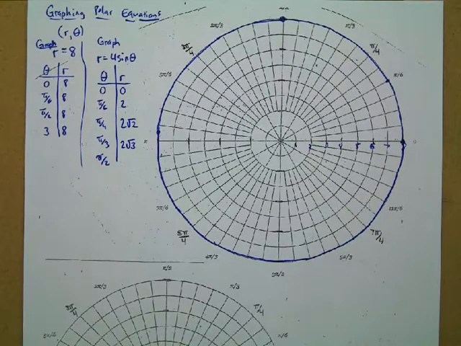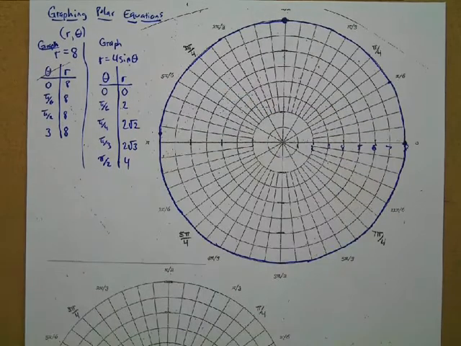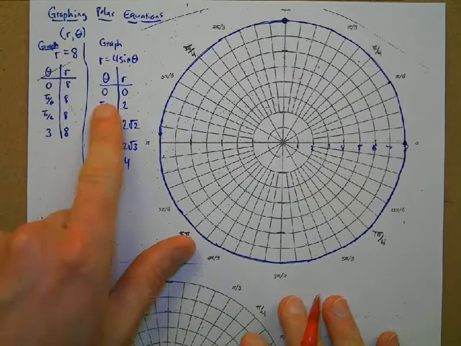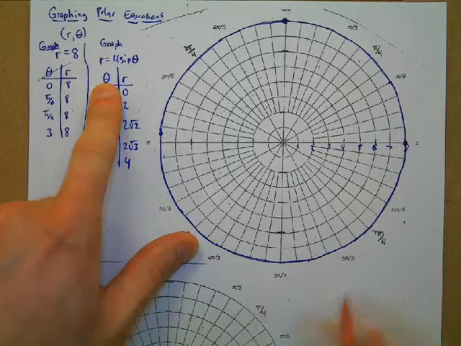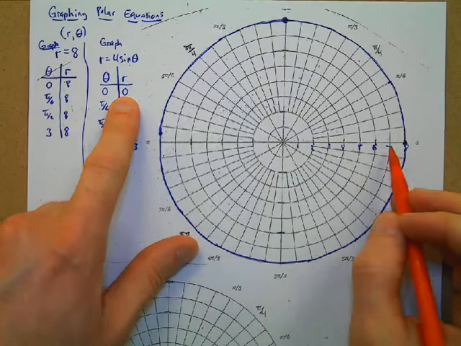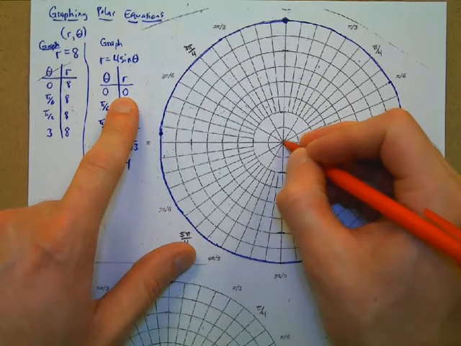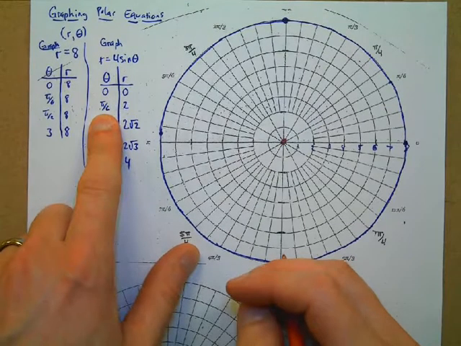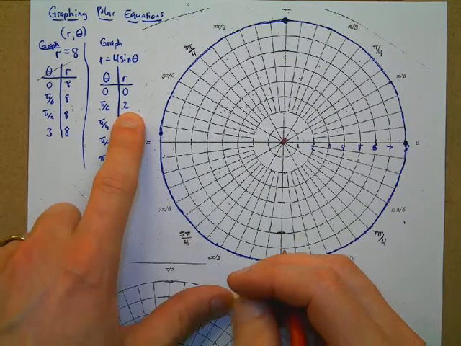I'm going to do this in a different color here just to keep it, well, hopefully it'll show up. Okay, so we got the point 0, 0. So at 0 degrees, we're going to have a radius of 0. So that means we're right at the pole for that first point. Okay, then the next one, we've got pi over 6, and we're going to go out 2. That's pretty easy to do, right? There's the angle pi over 6, and we'll go out 2 from the pole. So 1, 2, there's our point.